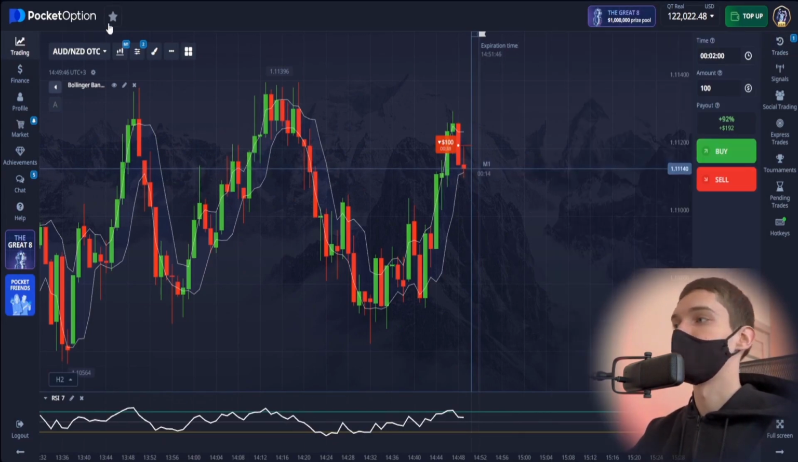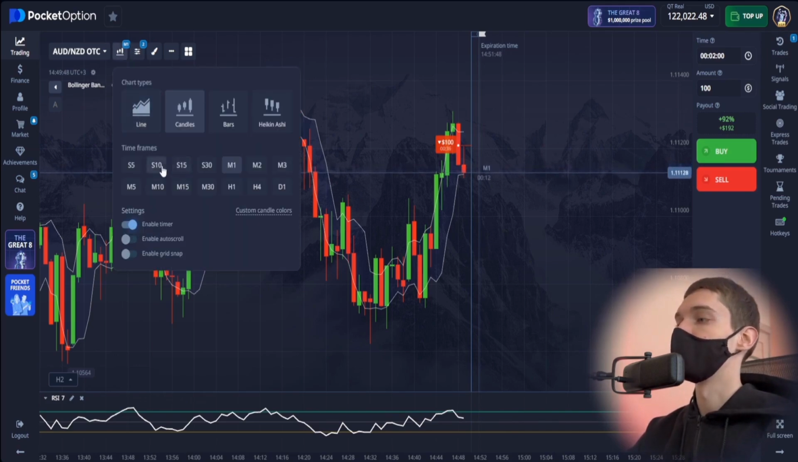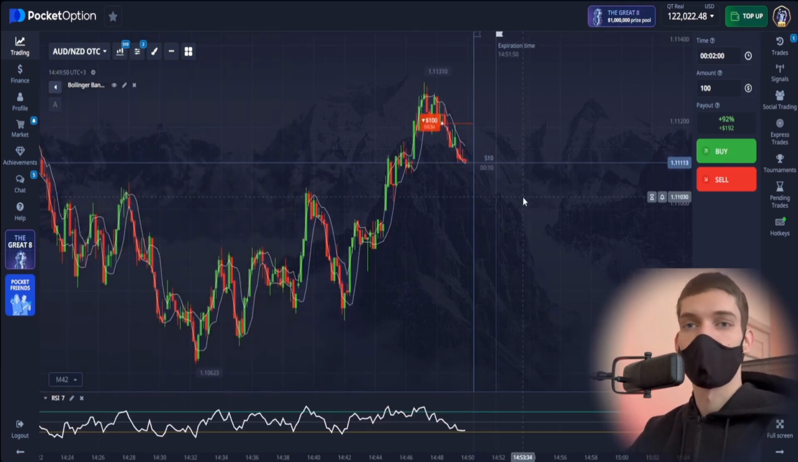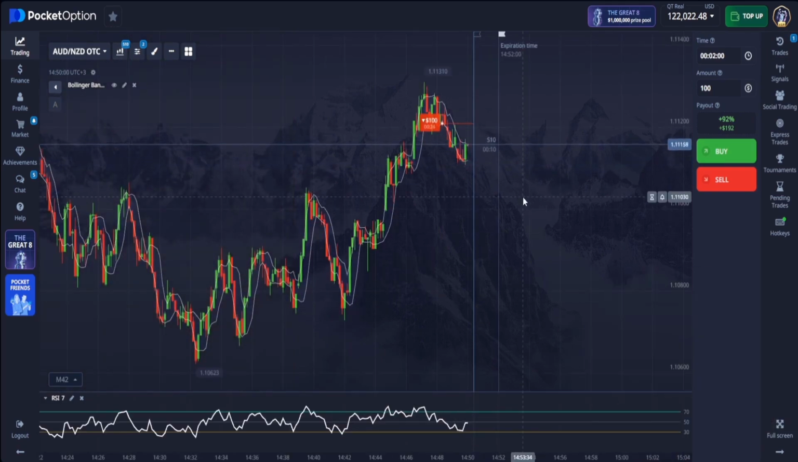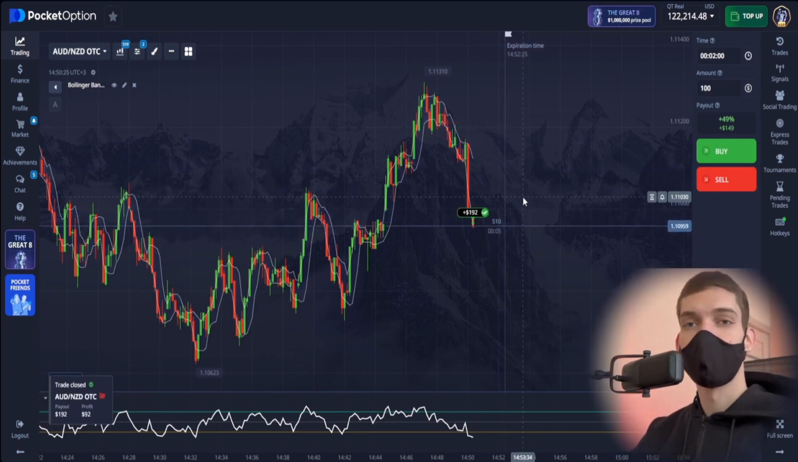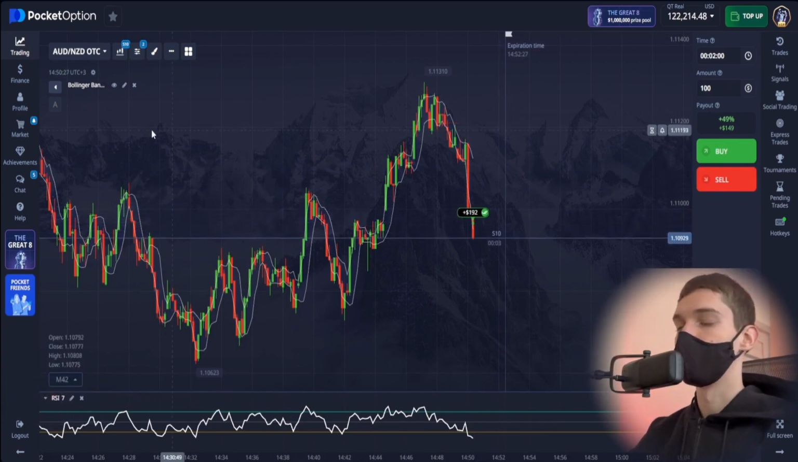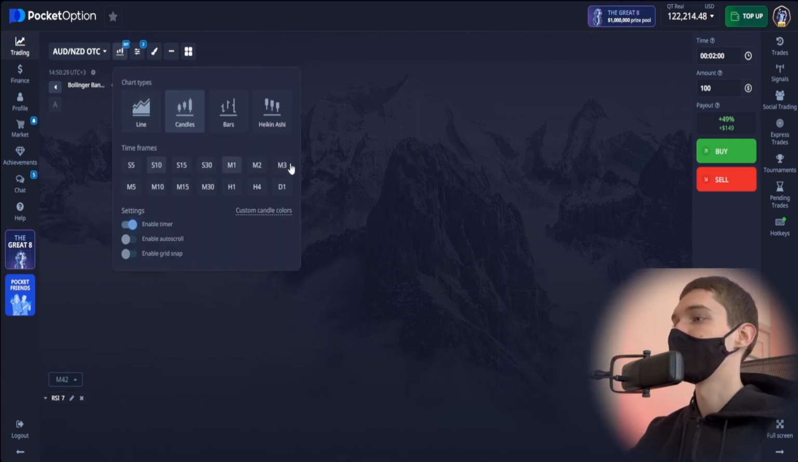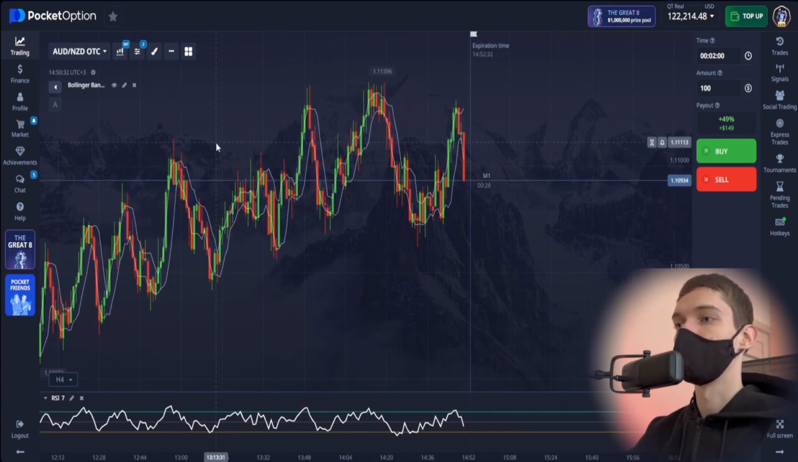There are 40 seconds left until the end of the trade. Let's switch to a shorter time frame and see how this trade closes. Yes guys, the first trade closes in profit with a net profit of $92. And let's immediately go and look for the next opportunity.